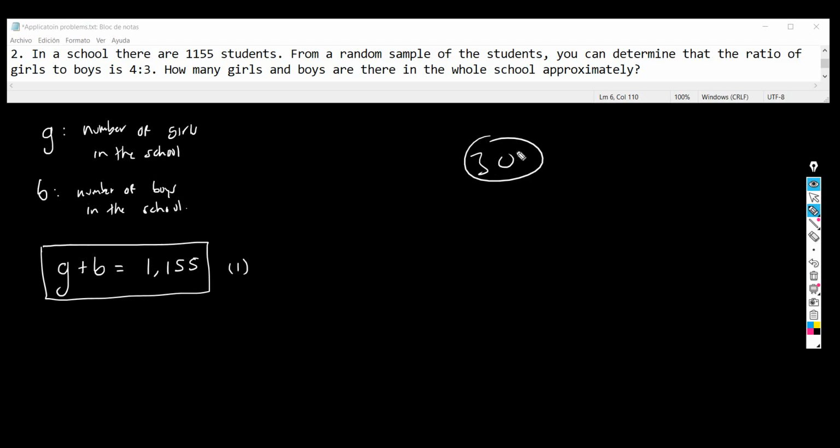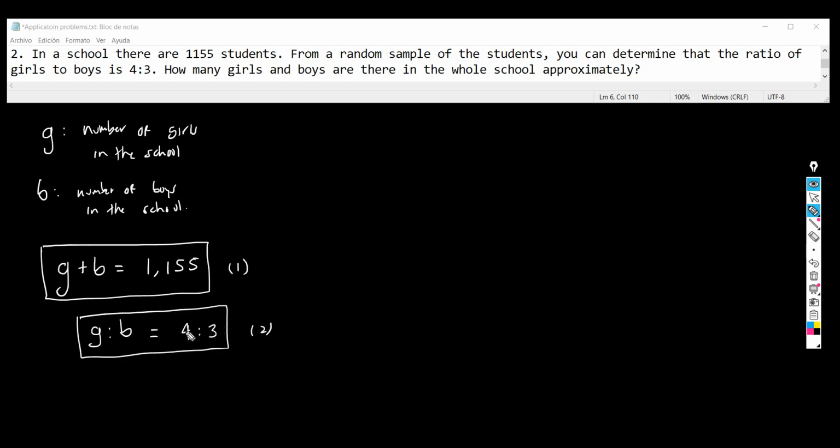observing this sample, you notice that the ratio of girls to boys in this sample is the same as the ratio of 4 to 3. What does that mean? What that means is that you have 4 girls for each 3 boys in this sample. For every 4 girls, you have 3 boys. Basically, that's what it means. And so you can come up with another equation: the ratio of the number of girls to the number of boys in the school is the same as the ratio of 4 to 3. Let me call this equation 2.